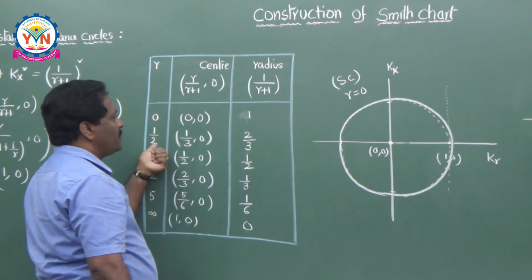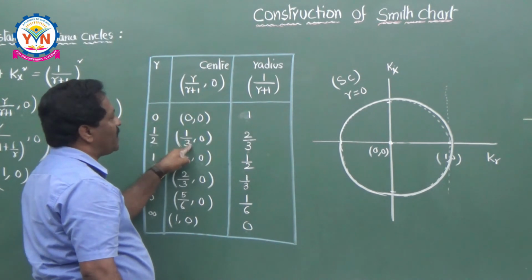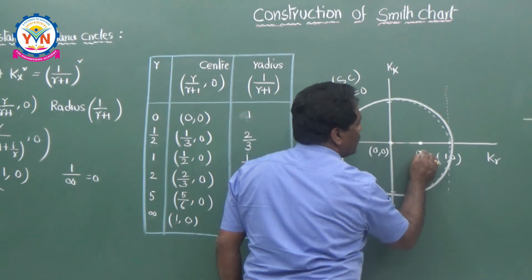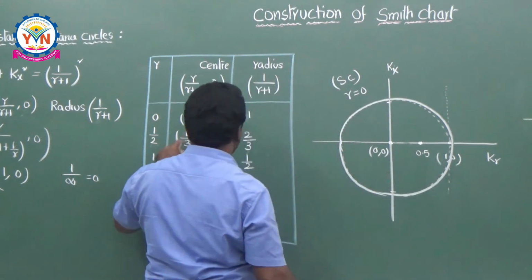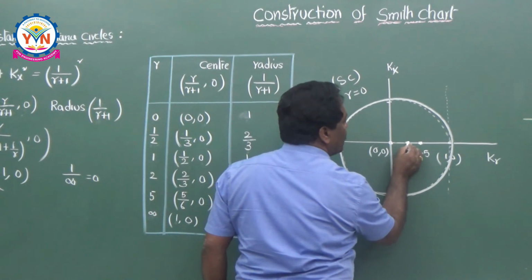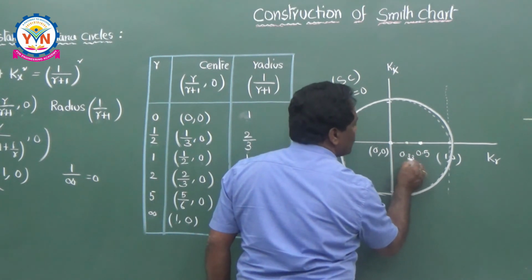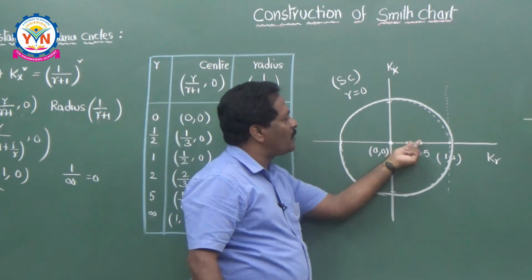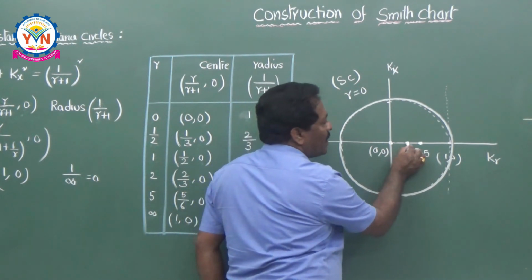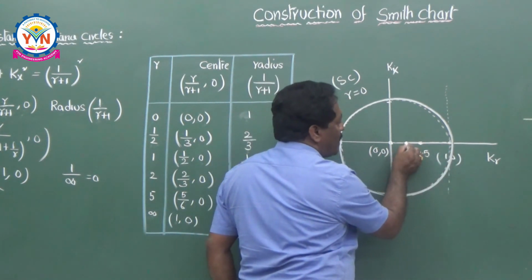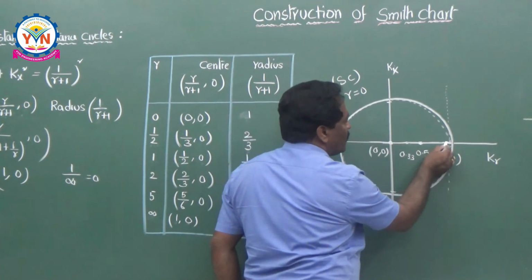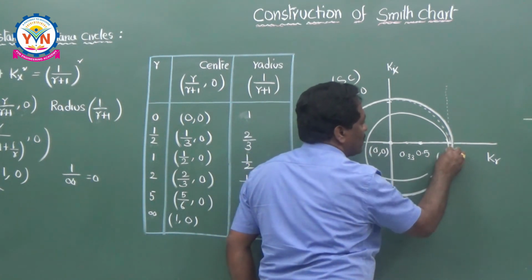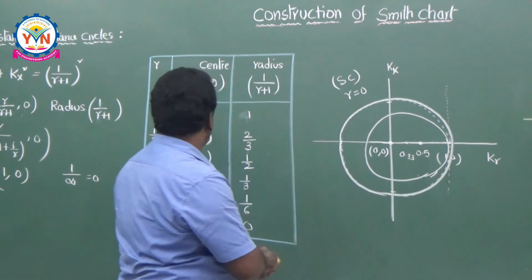R is equal to 1 by 2, and its center is 1 by 3. 1 by 2 is 0.5, and 1 by 3 means 0.33, so it will be somewhere here. What is its radius? The radius is double this, so 2 into 0.33 means 0.66. It will touch like this, so it will come definitely like this. This is the circle for the next one.